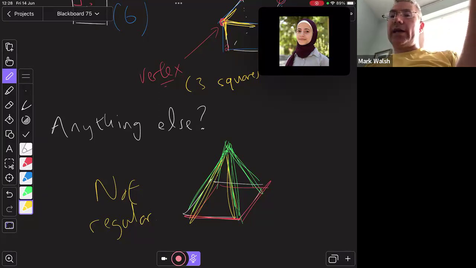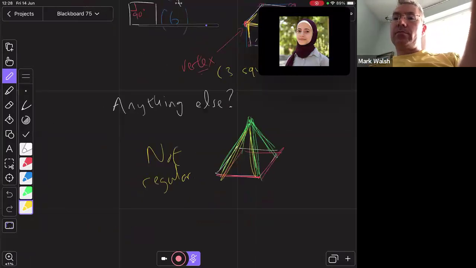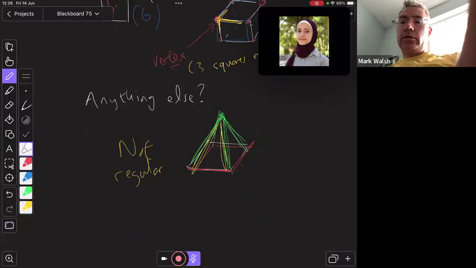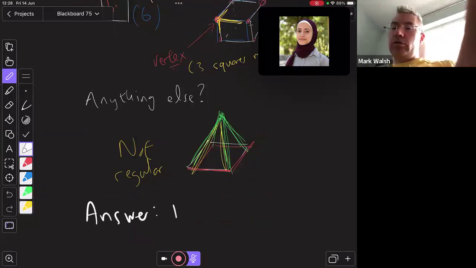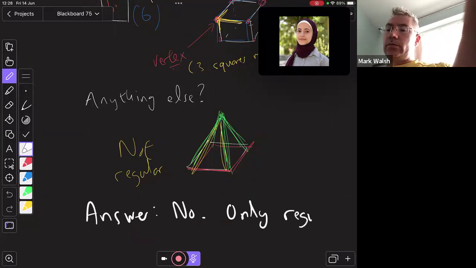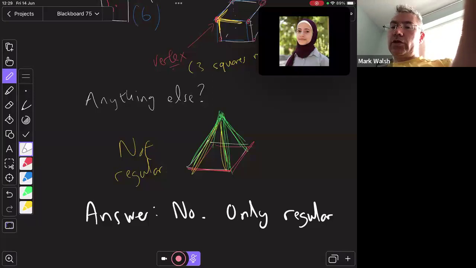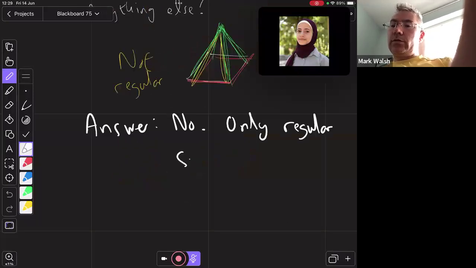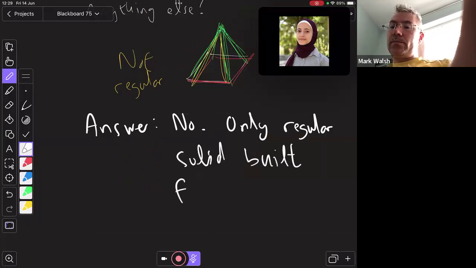Well, the answer is actually no, you can't. So the answer is no. The only regular solid built from the square is the cube.